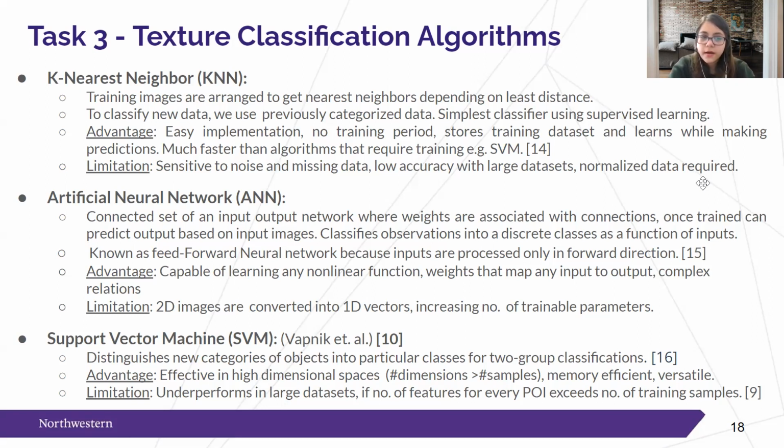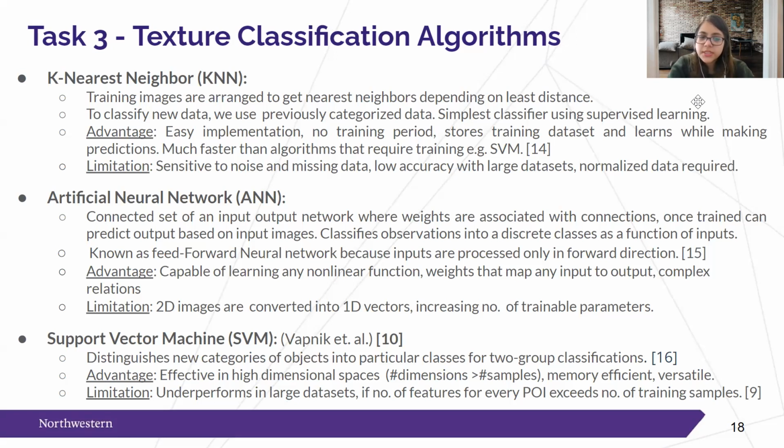ANNs are actually based on the human brain. They have a set of input output networks where weights are associated with each pair of input output networks, and we predict output based on the input images. It's also known as feed-forward neural networks because inputs are propagated in the forward direction. So it's capable of learning any nonlinear function, but the limitation is that 2D images are converted to 1D vectors. So that increases the number of trainable parameters.